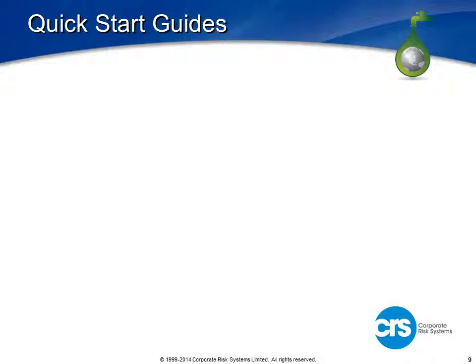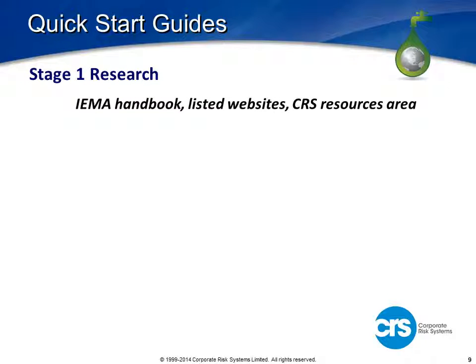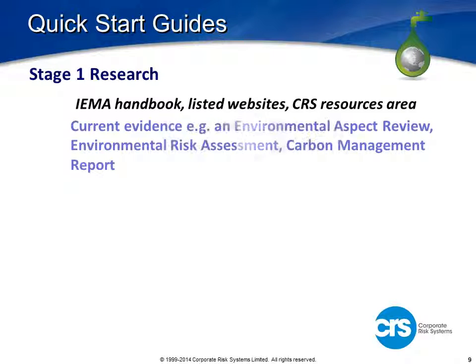This might sound all a little bit daunting. So at Corporate Risk Systems, we've developed quick start guides for Units 1 and 2. These quick start guides help you through the research, review and reflect, and implement stage. The first stage, the research stage, encourages you to look at the IEMA handbook, the listed websites and the CRS risk resources area, and tells you specifically where to look. You might have current evidence, like an environmental aspect review for Unit 1, an environmental risk assessment or a carbon management report.